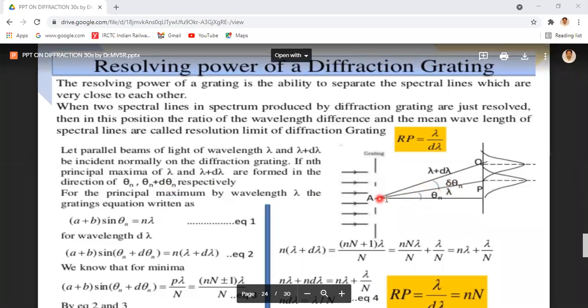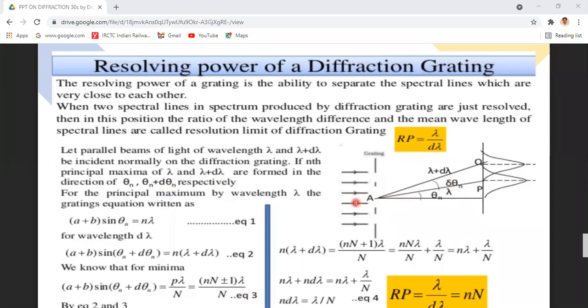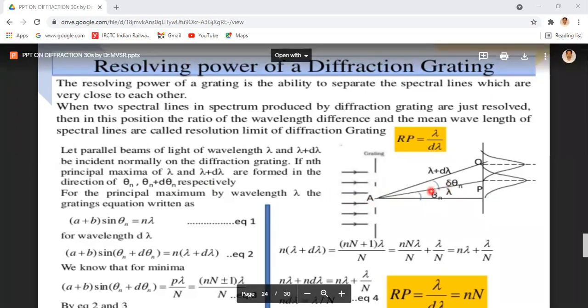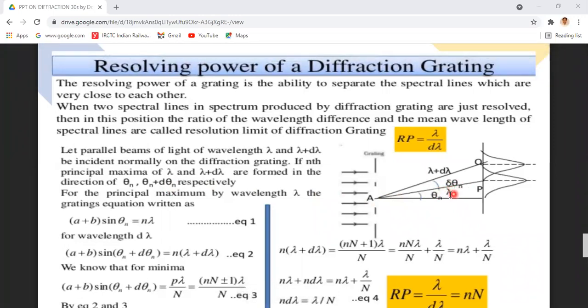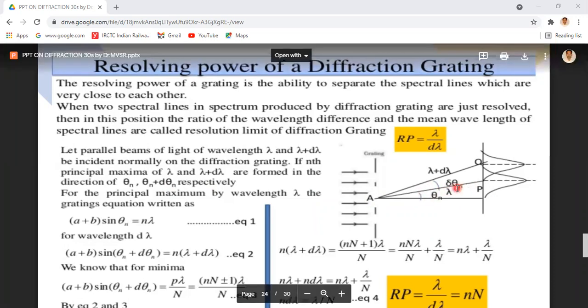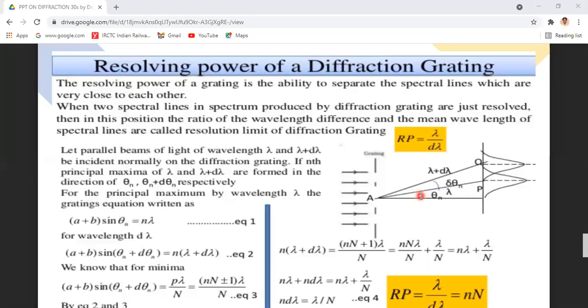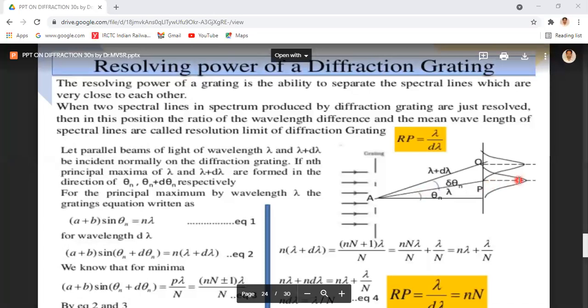Say light is incident normally on this slit of the diffraction grating element with wavelength lambda. This lambda is diffracted at an angle of diffraction theta n, and this is the principal maximum of the first wavelength lambda. This is the first minimum of lambda, and this is the principal maximum of lambda.